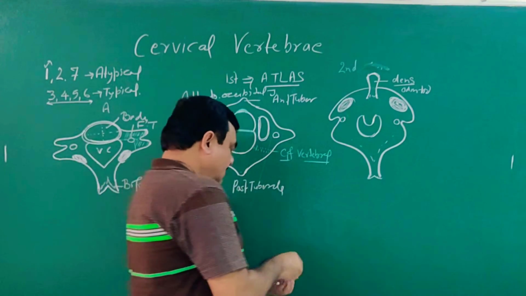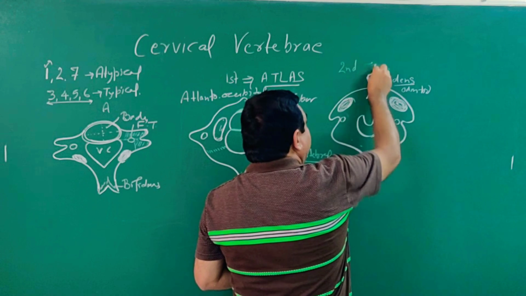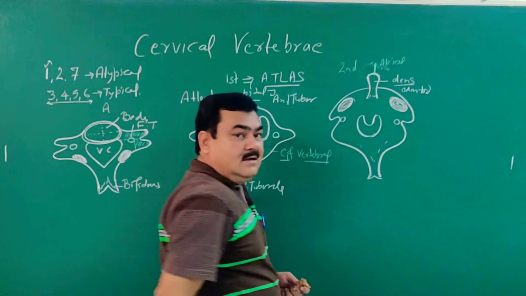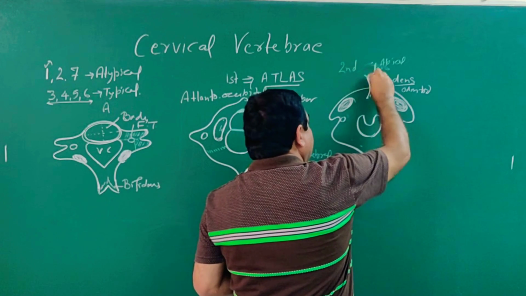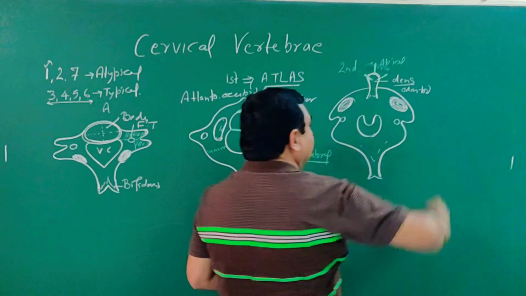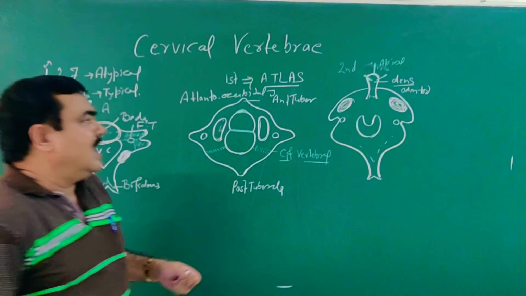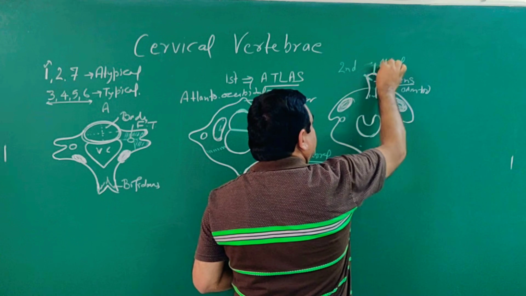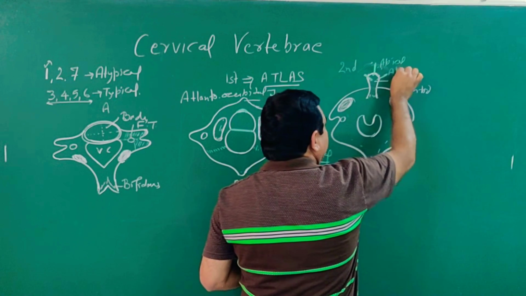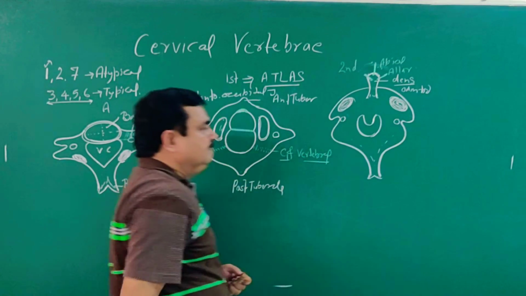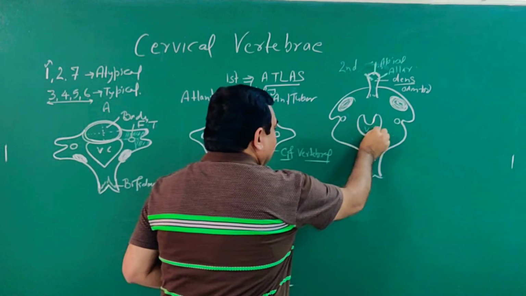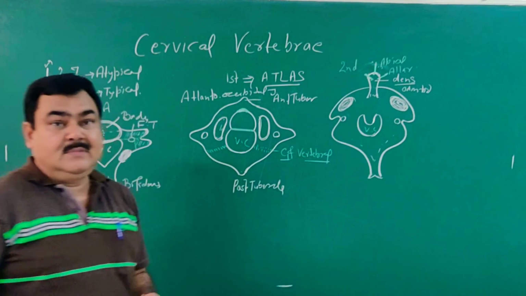And here, the apical ligament of the dens is attached. The alar ligaments are present here. The apical ligament is attached to the apex, and the alar ligaments are present on the sides. This is the vertebral canal, and this is the foramen transversarium.